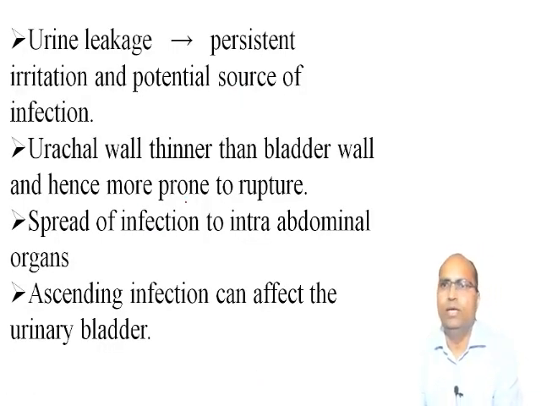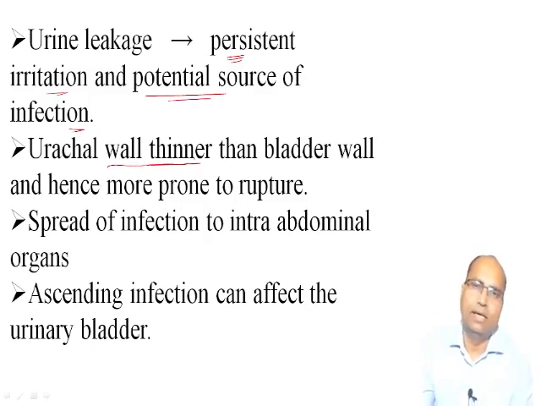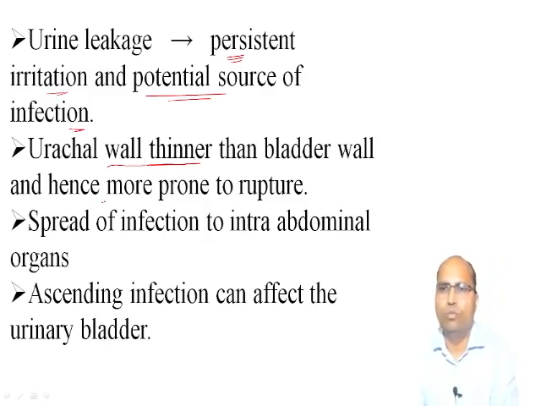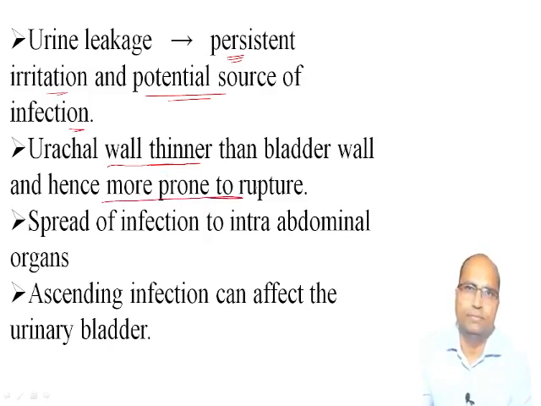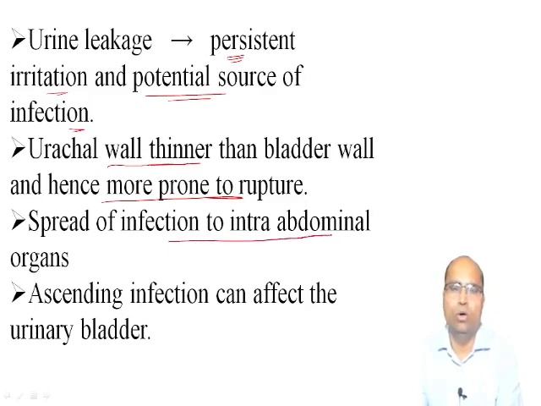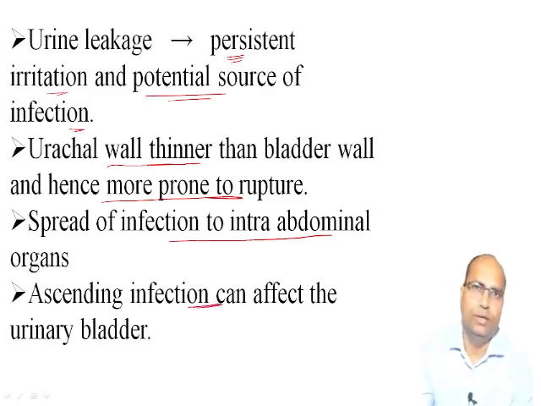Friends, urine leakage in persistent urachus or Pervious Urachus causes persistent irritation and is a potential source of infection. Urachal wall is thinner than the urinary bladder wall. Hence, urachal wall is more prone to rupture. Spread of infection to intra-abdominal organs. Ascending infection can affect the urinary bladder.